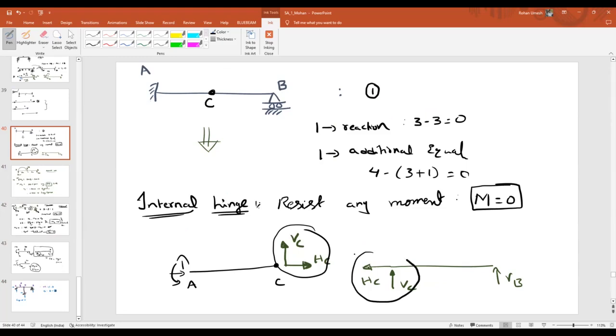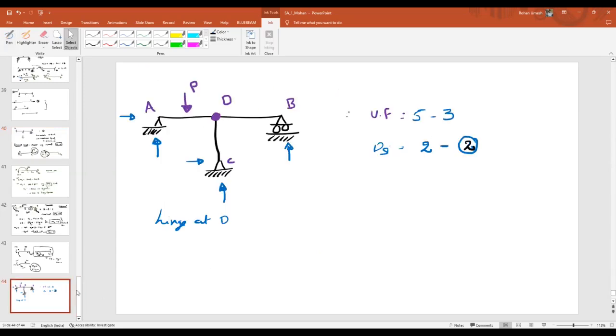We have two unknowns, so we are considering two additional equations. Are these two known or not? If I am representing HC's right side, which force am I representing at this point? HC on the left side. Let me tell you a simple example, okay?